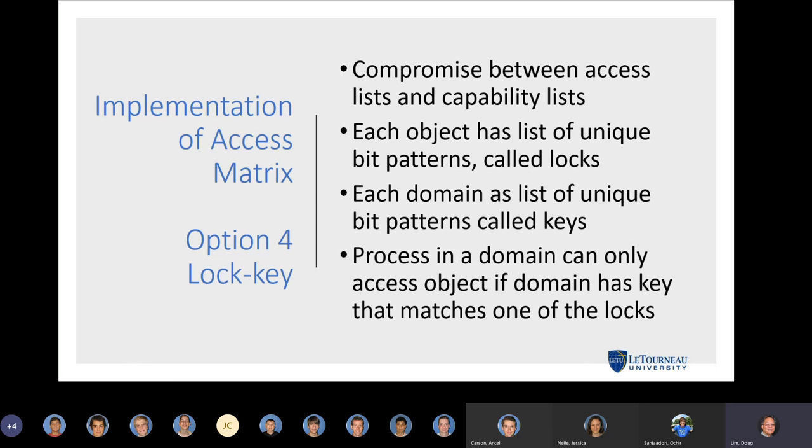And then the other mechanism, which I think a lot of you who have taken computer security or are majoring in computer security are familiar with, is having locks and keys. This is a compromise between access lists and capability lists, where each object has a list of unique bit patterns called locks, and each domain has a list of unique bit patterns called keys. Therefore, a process in a given domain can access the object if it has the appropriate key to unlock the lock.